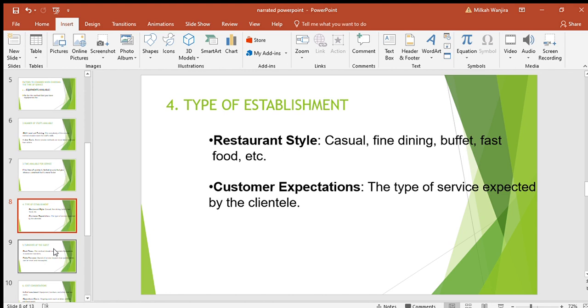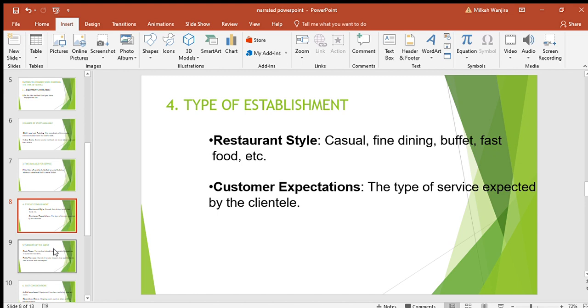Then let's move to the next point, which is the type of establishment. Susan, what do you think about type of establishment as a factor to consider? We consider the type of establishment. As first class, we don't serve like fifth class. E.g., you don't expect that the service in a hotel to be the same as that one in a restaurant.